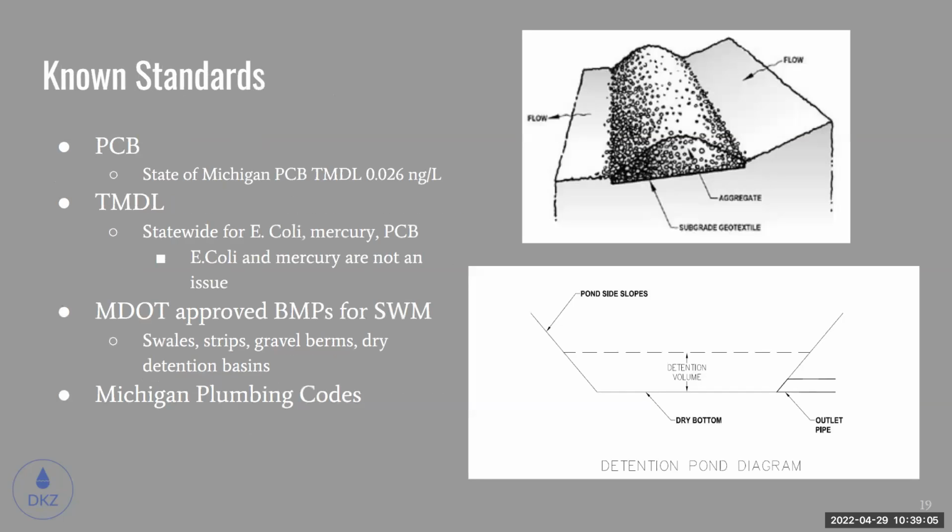There are a couple known standards that we'll have to adhere to during our construction process as well. The state of Michigan has a PCB TMDL of 0.026 nanograms per liter. There is also a statewide TMDL for E. coli and mercury. At our location, the E. coli and mercury are not going to be an issue.